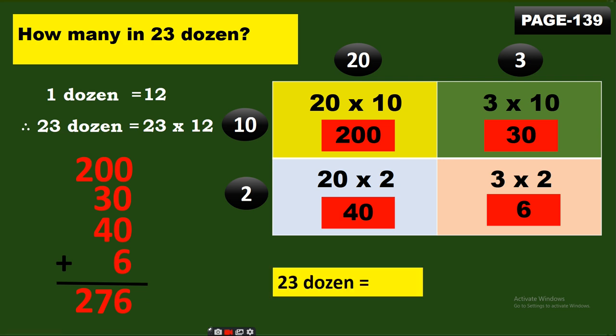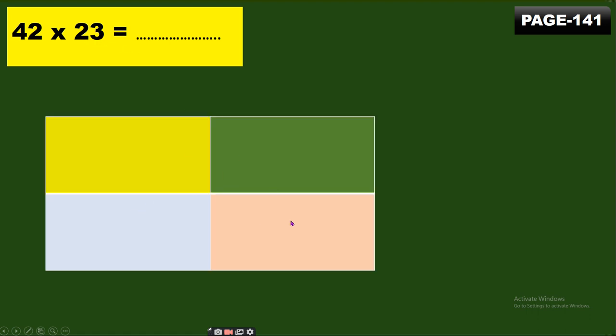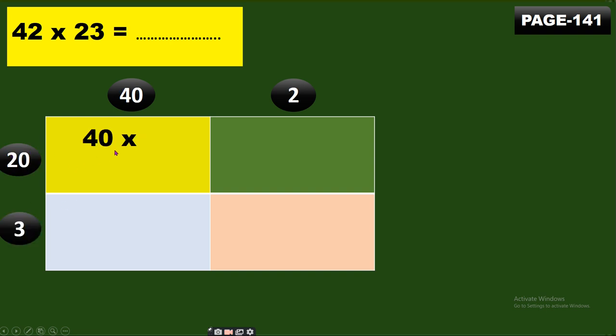Next question. So 23 dozen equals 276. Now 42 multiply by 23, again 2 digit multiply by 2 digit, 42 equals 40 and 2, and 23 equals 20 and 3. Here 40 multiply by 20, here 2 multiply by 20, here 40 multiply by 3, and here 2 multiply by 3.